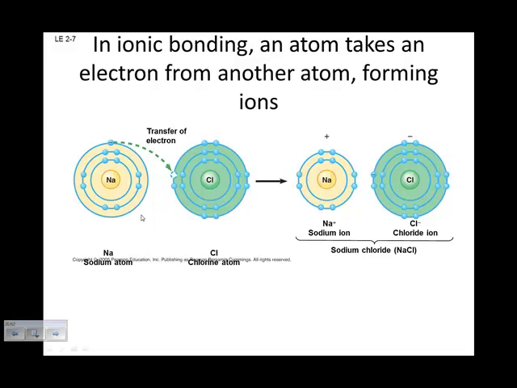Good? What about chlorine? Its number is 17. It has 7 in its outermost shell. Again, elements are stable when their outer shells are filled, right? So in order for chlorine to be stable, how many more electrons does it need in its outermost shell? One. It needs one more.